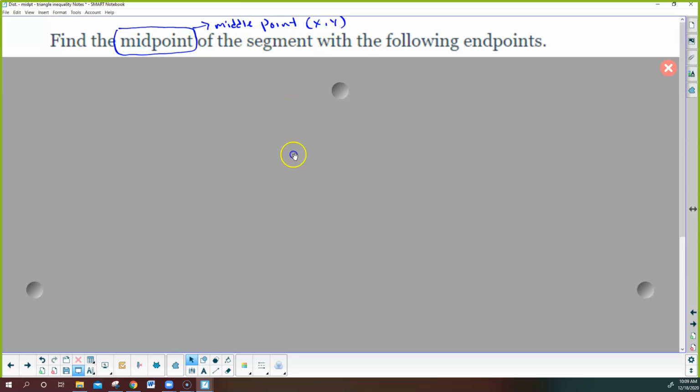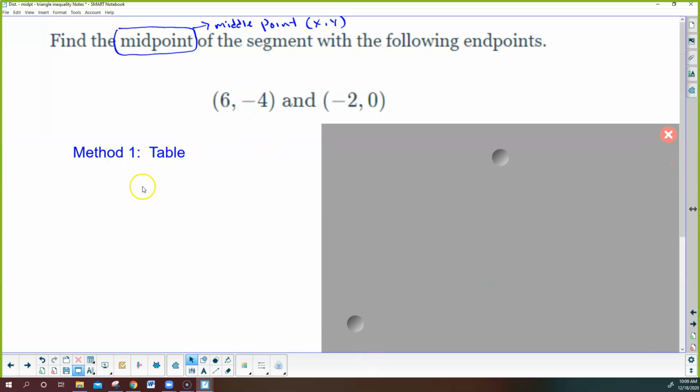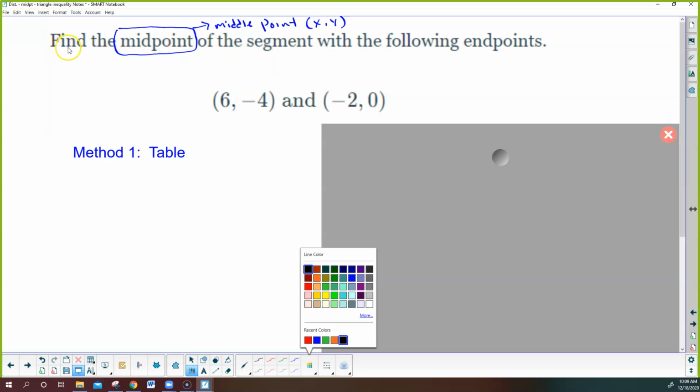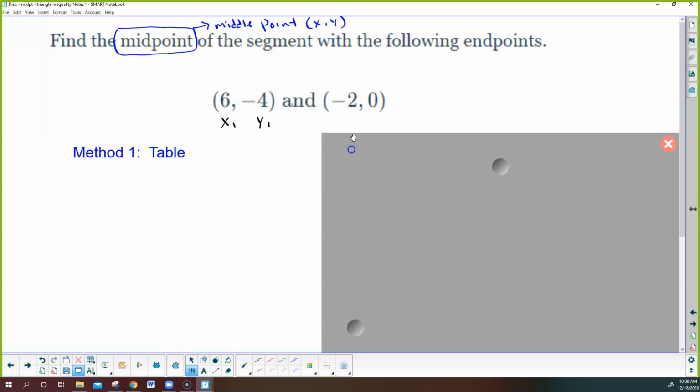Okay. So we're going to go through and we're going to do 2 methods here. I personally like the table better. Actually, I like the graphical side better, which we maybe could have done that one first, but it doesn't matter. All right, so let's say this. Find the midpoint of the segment with the following endpoints. Well, let's look at this. We have x's, right? Here's an x1, and that's a y1. Here's an x2 and a y2. So what point is exactly in the middle of these 2 points?